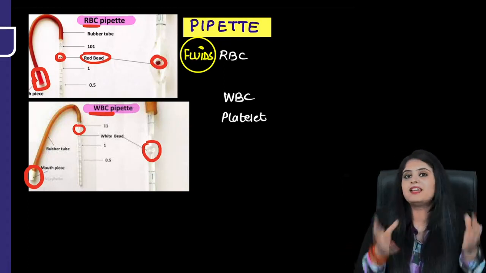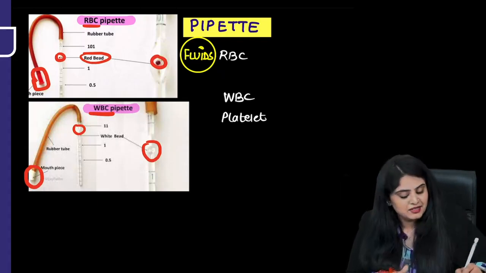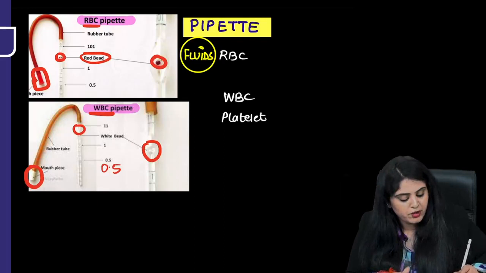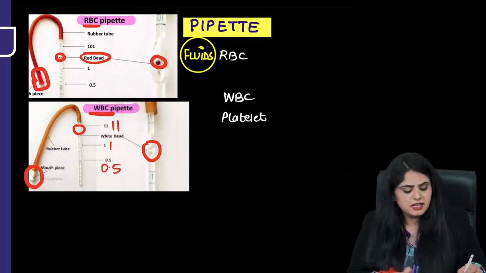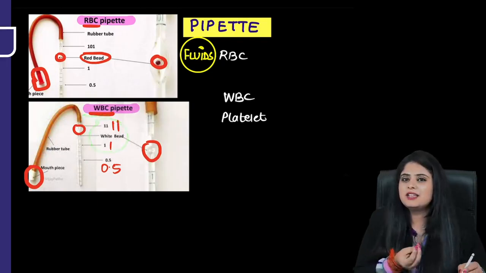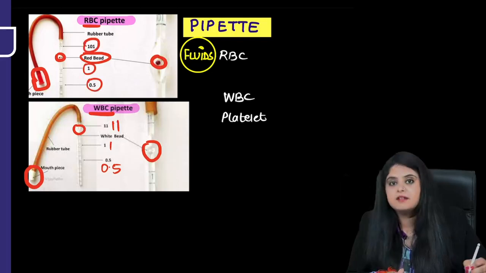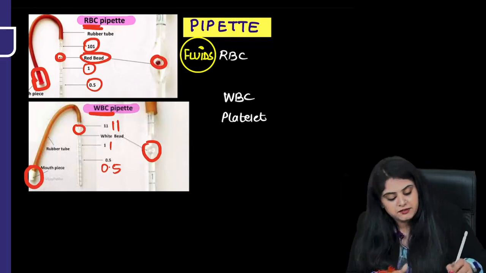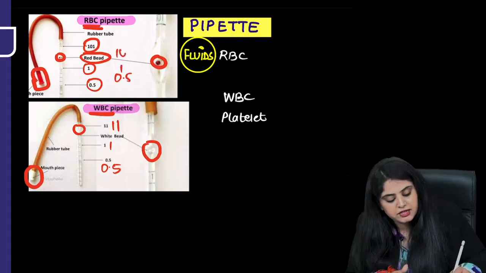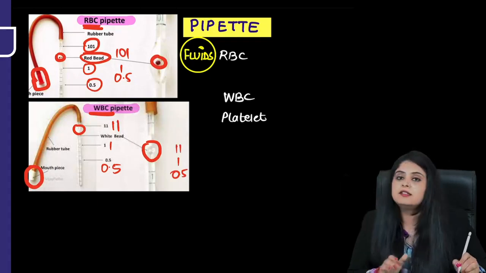You say, ma'am, exam mein black and white photo aaya tha. Red, white pata nahi laga. Then you will pick up the labelings. If you see a labeling of 0.5, 1 and 11, it is a WBC. Why is the dilution kept less? Because WBC is in thousands. RBC ka dekho 0.5, 1, 101. Why is there such a big dilution? Because RBC is in millions. So simple. If you get a 0.5, 101, that is RBC pipette. If you get a 0.5, 1 and 11, that is a WBC pipette.